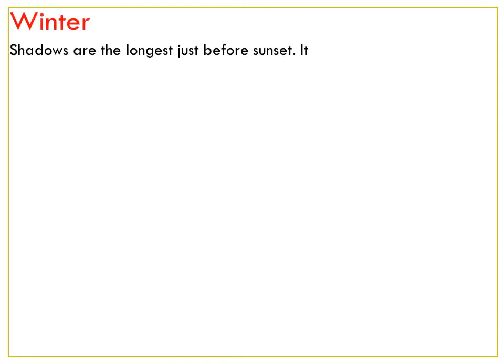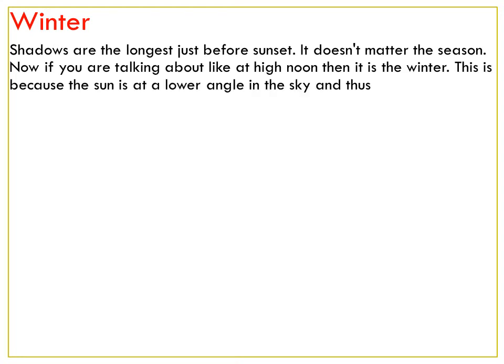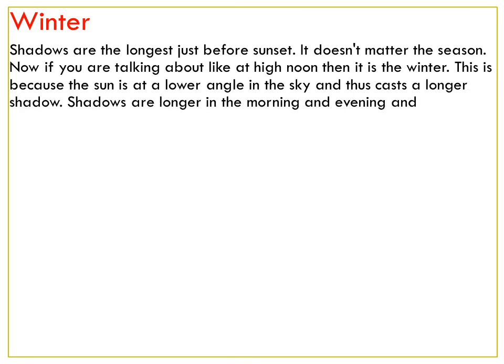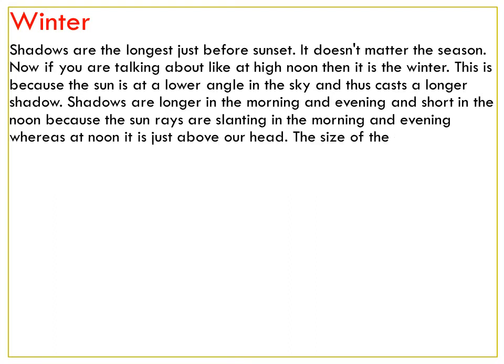What happens in the winter season? Shadows are longest just before sunset. It doesn't matter the season. Now, if you are talking about high noon, then it is winter. This is because the sun is at a lower angle in the sky and thus casts a longer shadow. Shadows are longer in the morning and evening and short at noon, because the sun's rays are slanting in the morning and evening, whereas at noon the sun is just above our head.